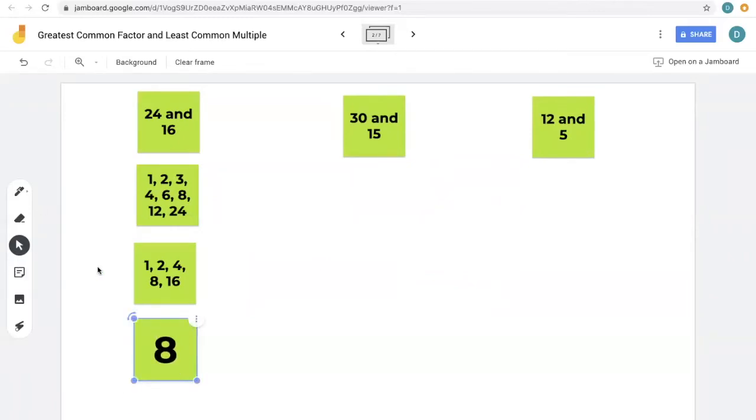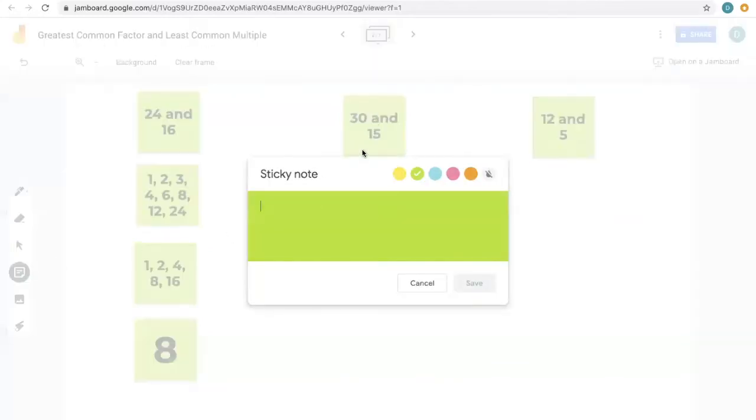So let's look at another example. 30 and 15. Let's list some factors of 30. We have 1 and 30. We have 2 and 15. We have 3 and 10. And there's 5 and 6. You'll know when you reach the end of the factor list when you have two numbers that are either right next to each other or the same number. There are no whole numbers in between 5 and 6 that you can multiply to get 30.